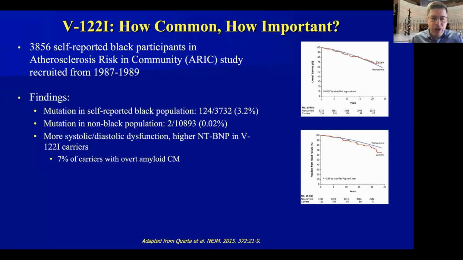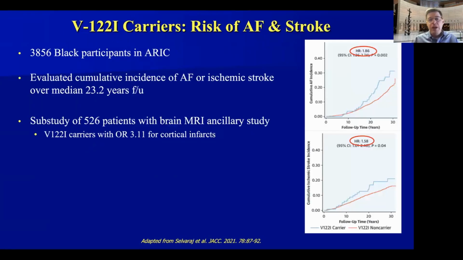What they found was that the mutation in the self-reported Black population was, again, right at that same number, 3.2%. It was virtually not seen in the non-self-identified Black population. And those individuals who carried the mutation had more systolic and diastolic dysfunction, higher NT-proBNP. And on echoes, 7% of the carriers had overt signs of amyloid cardiomyopathy. So it gives us a little bit of a sense of the penetrance. But that's a floor, because a lot of these patients probably had more subtle signs of amyloid cardiomyopathy. And also, others would have developed it with more follow-up.